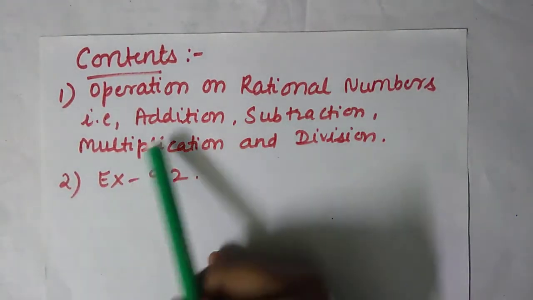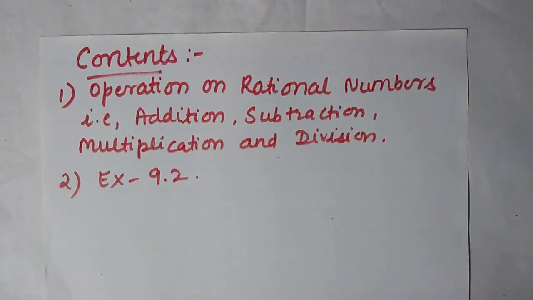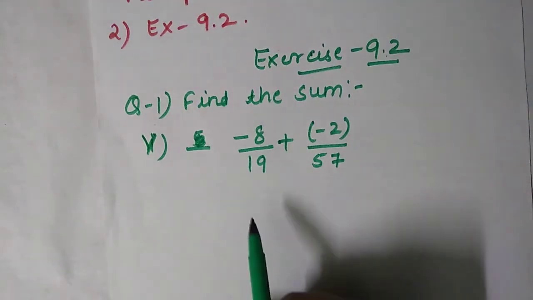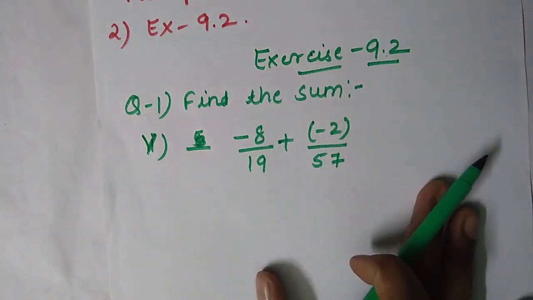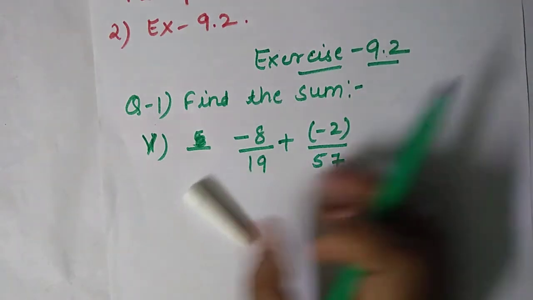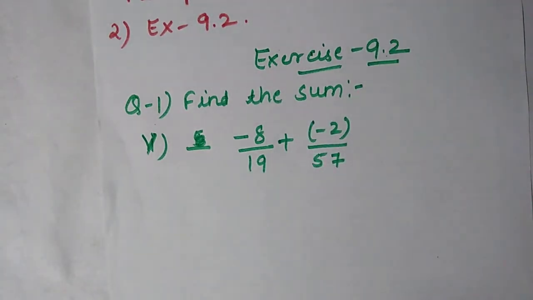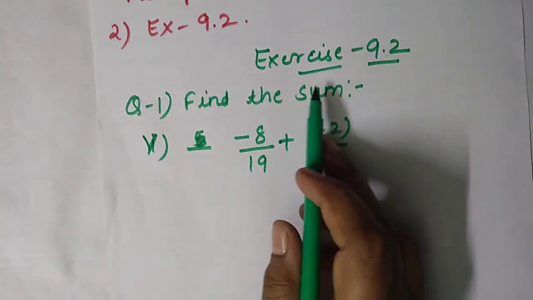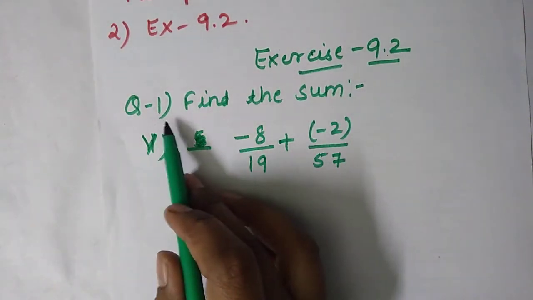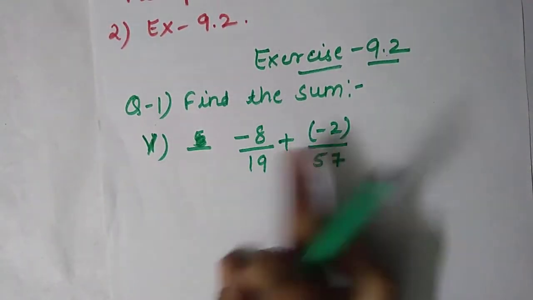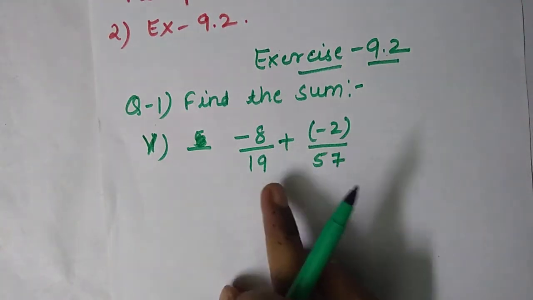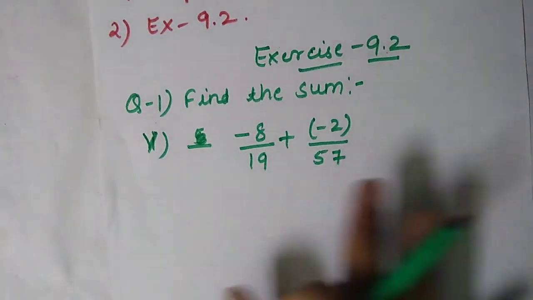So let us start how to add and subtract the rational numbers. This topic, that is operation on rational numbers, I will explain through questions, okay? And exercise 9.2 is totally based on operation on rational numbers, okay? So first question of exercise 9.2, question number 1, is find the sum. It means we are given 2 rational numbers and we have to find the sum. Okay, this you have already learned how to add them.